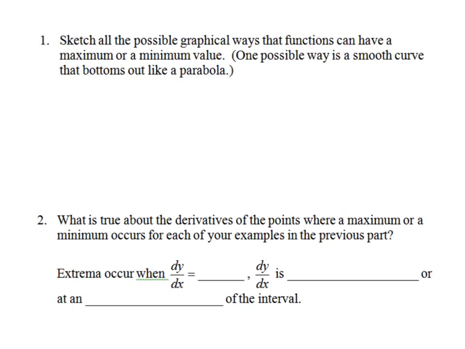We want to start by thinking about all the possible ways that a graph can have either a maximum or a minimum value. I suggest one possible way is simply with a smooth curve that bottoms out like a parabola. So we might be talking about this, where that would be a minimum value. And of course, it has a complement of going like that, where you would have a maximum value of the smooth curve. But are there other ways that we can have maximums or minimums?